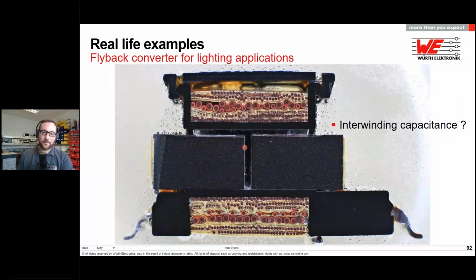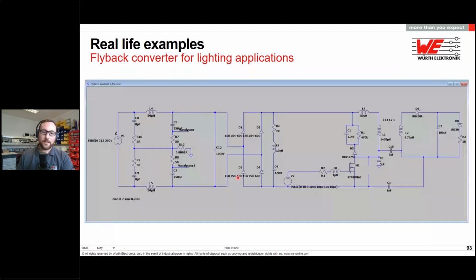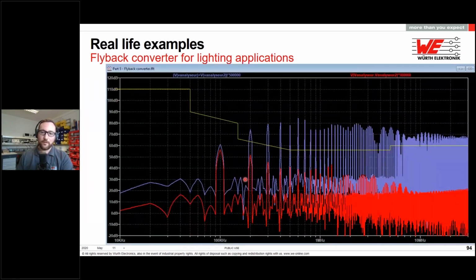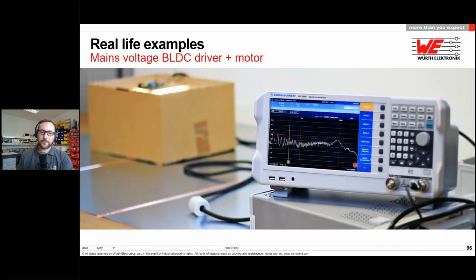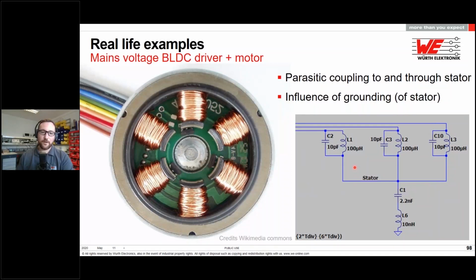The interwinding capacitance is the parasitic coupling between primary and secondary, for example, in a transformer. And you can model all this information directly into the LTSPICE simulation and see if it fits together with the actual measurement of this device. So there are plenty of examples, but we don't really have time today to cover them all.